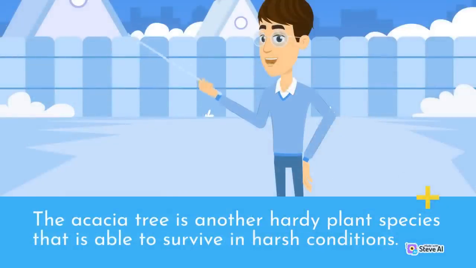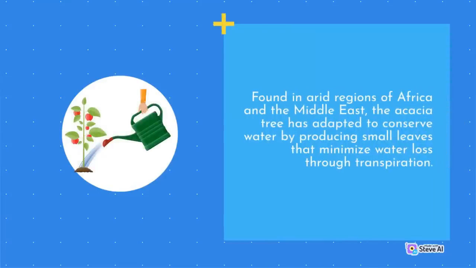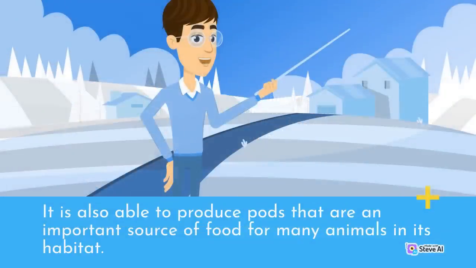The acacia tree is another hardy plant species that is able to survive in harsh conditions. Found in arid regions of Africa and the Middle East, the acacia tree has adapted to conserve water by producing small leaves that minimize water loss through transpiration. It is also able to produce pods that are an important source of food for many animals in its habitat.